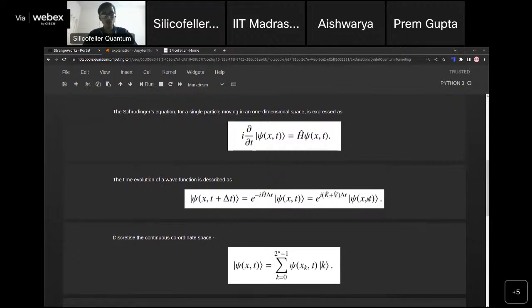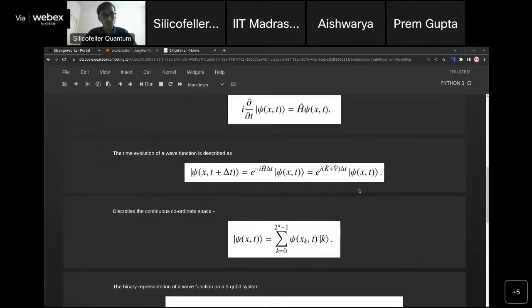And now what we need to do is to discretize this continuous space in order for us to be able to do it on a quantum computer, because at the end of the day, the quantum computer only gives us results in the form of zeros and ones, which are discrete binary elements.